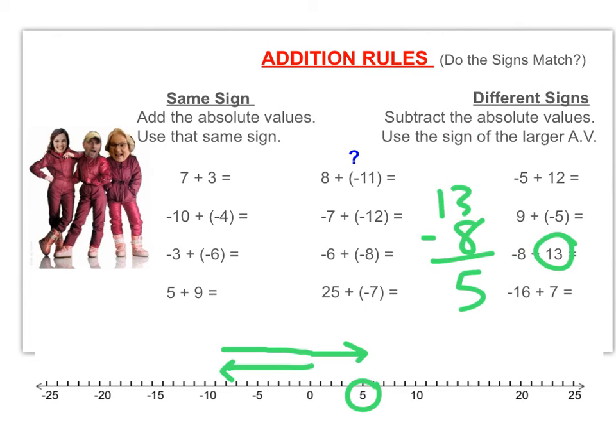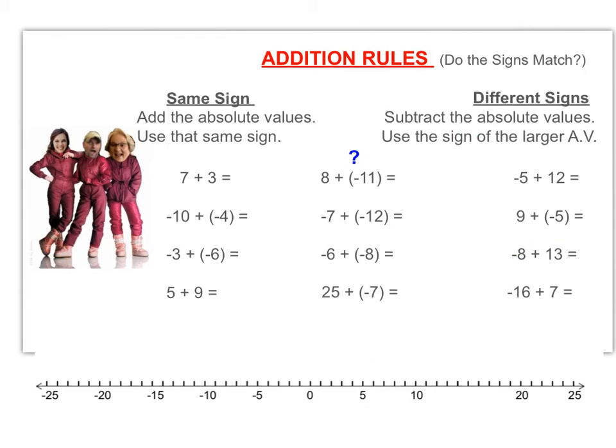Negative 16 plus 7, they're fighting. Why? Because once again, we have a negative and a positive. They don't get along, so we subtract them. I'm using their absolute values again. I get 9, and then I look back, and since the negative has a larger absolute value, I use that sign. My answer is negative 9.